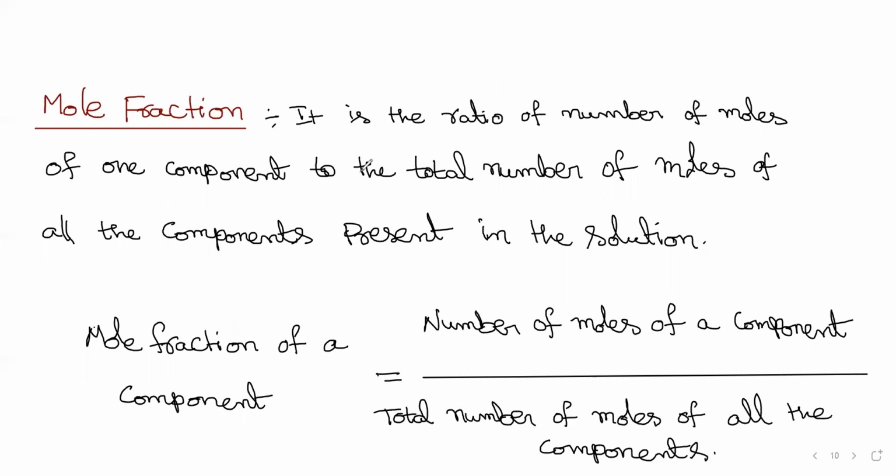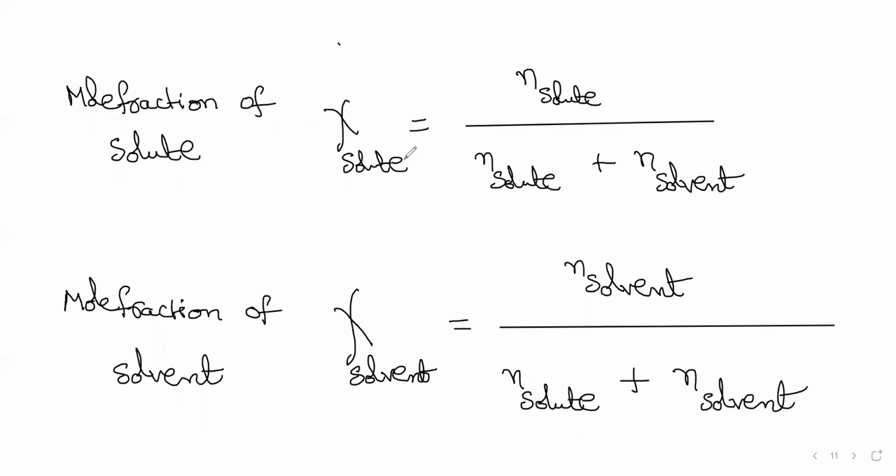The mole fraction is the ratio of the number of moles of one component to the total number of moles of all the components present in the solution. Mole fraction of a solute is chi solute. It's written like an x extended like this. Chi solute is number of moles of solute divided by number of moles of solute plus solvent, and chi solvent is number of moles of solvent divided by the total number of moles, that is number of moles of solute plus number of moles of solvent.